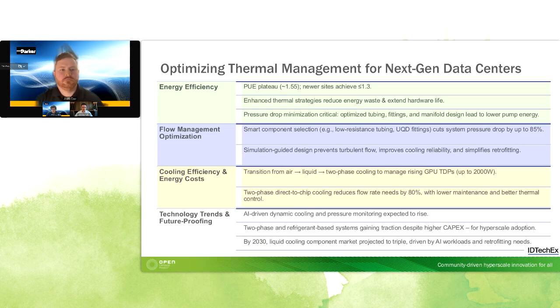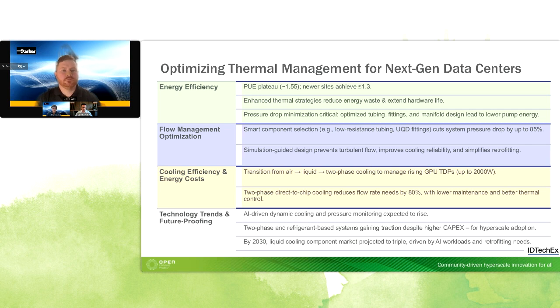All of those components are really important, because by the end of the day, they really just lead to lower pump energy and the compatibility of different components within a liquid cooled configuration in the data centers. So it's pretty important to select the right components in the first place.